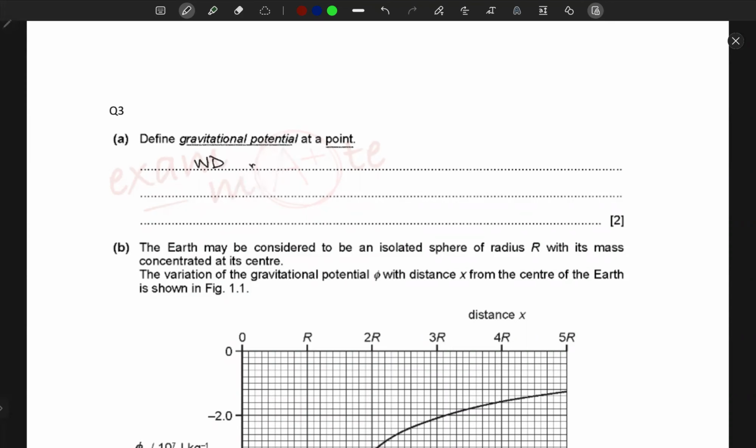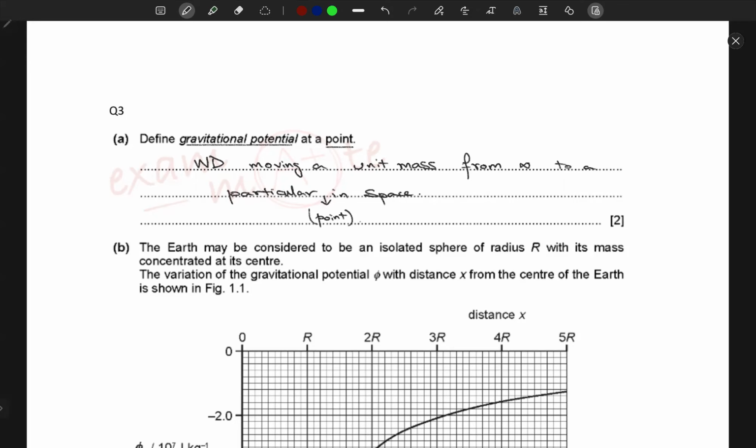So it's just the work done in moving a unit mass from a distance that is very far away, those distances we refer to as infinity, to a particular point in space. So that's the gravitational potential at a point. I forgot to write point, so just put it. So that's clear for everyone, right?